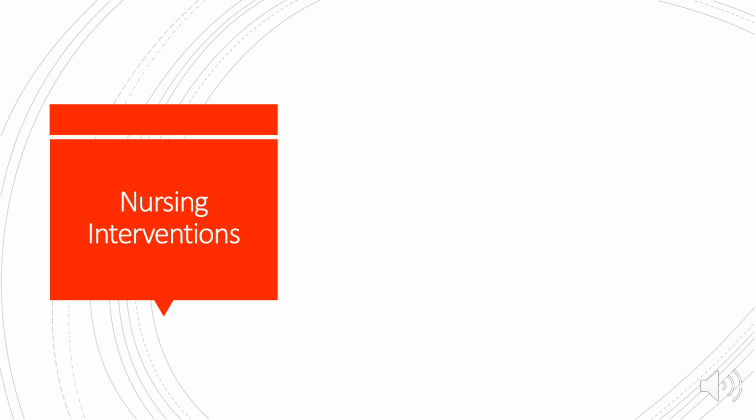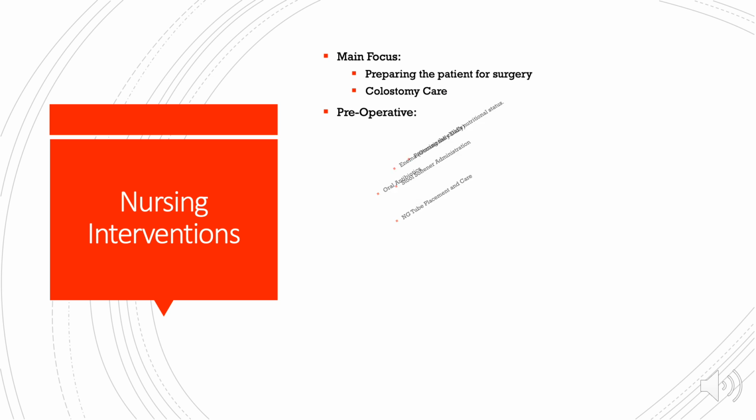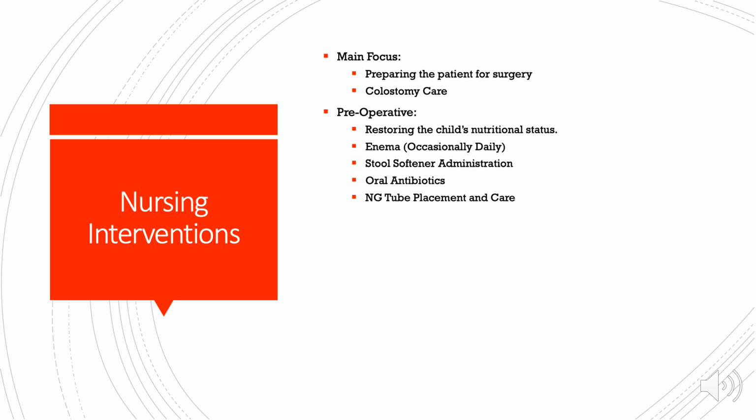On this slide, we'll be discussing nursing interventions that can be performed. Our main focus is going to be preparing the patient for surgery and eventually colostomy care. Some interventions that these patients may need: dietary interventions. This patient should be on low fiber, high protein, high calorie diets, and in some severe cases, TPN may be needed.